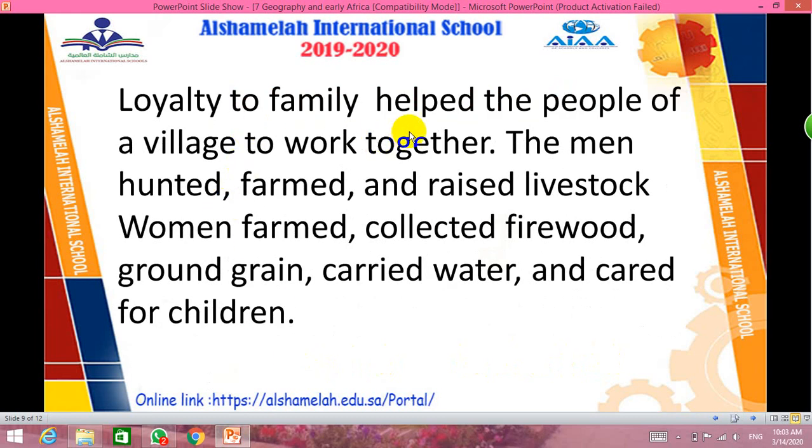Loyalty to family helped the people of a village to work together. The men hunted and farmed their land and raised livestock, and women farmed their land as well, and they collected firewood, ground grain, carried water and cared for their children.